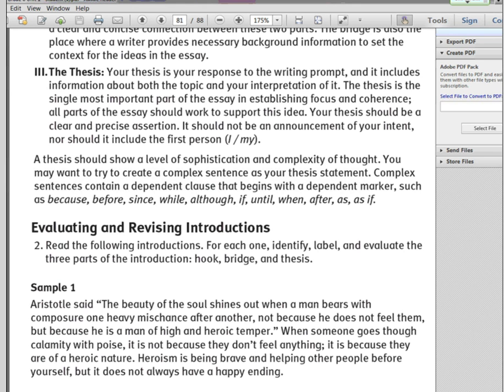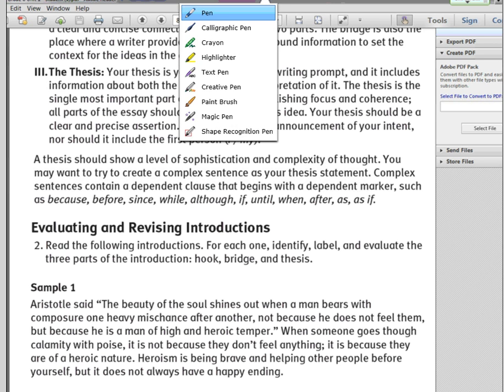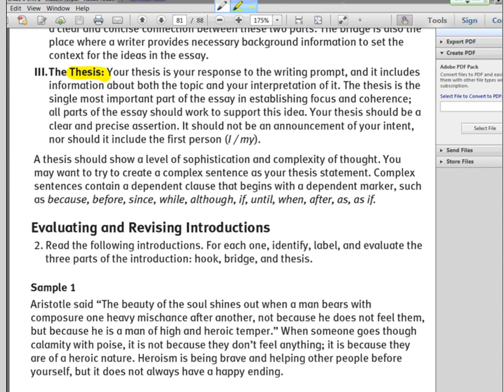Okay, the second component that we're going to practice creating for your introduction is called the thesis. So we're going to go ahead and highlight the thesis. You're going to notice that there's a Roman numeral number 3. For now, we're skipping the second component of an introduction, and we are looking at the third. We will come back to the second component when the third is done.